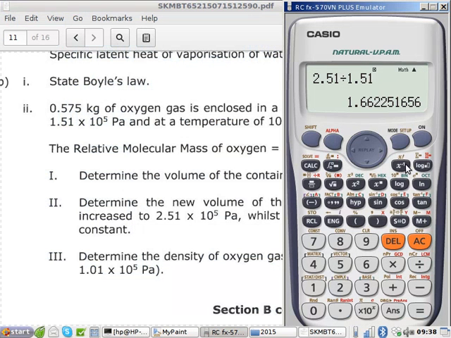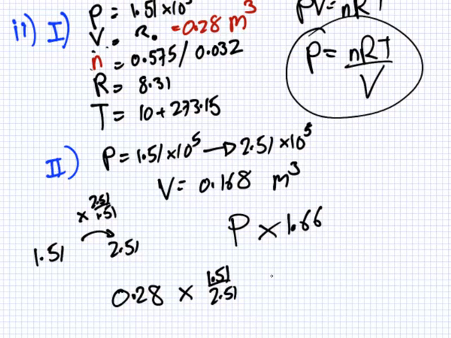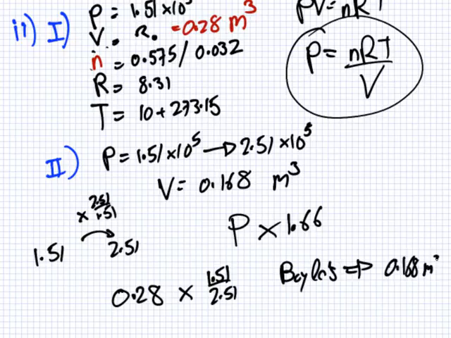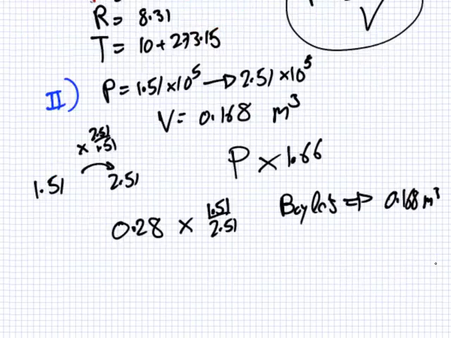So let me just flip this around and multiply it by 0.28. Exactly the same answer. So by Boyle's law as well, you get 0.168 meters cubed. So you have 2 ways to do this one. Yeah. And the last part here, what's the density?